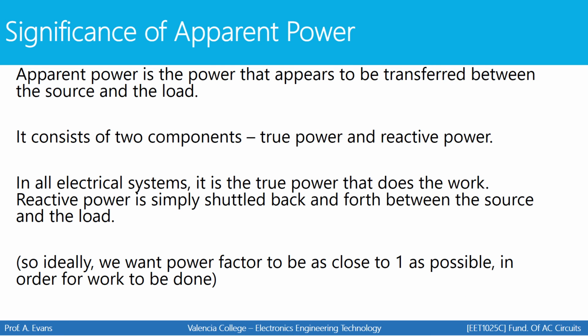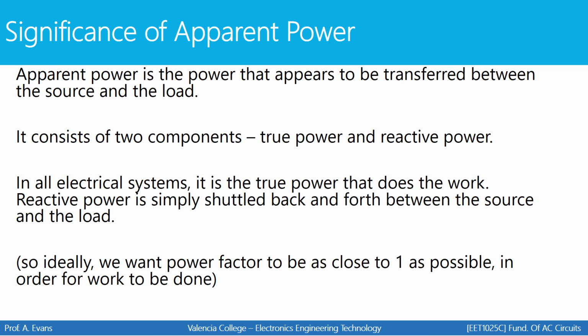So now let's talk about the significance of apparent power. Apparent power is the power that appears to be transferred between the source and its load. It consists of two components, your true power and your reactive power. In any electrical system, it is the true power that does the work. Reactive power is simply shuttled back and forth between the source and the load.